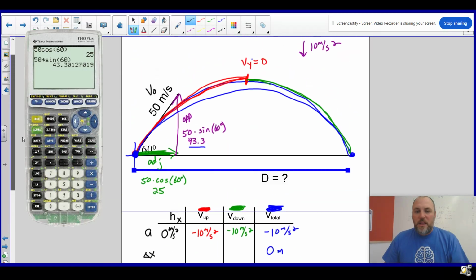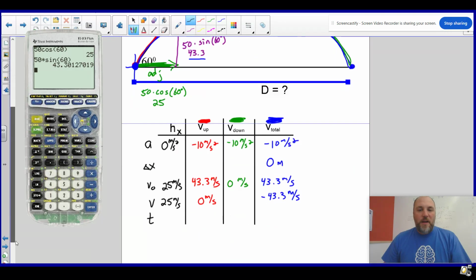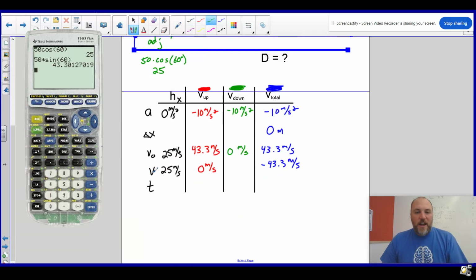Now, I think I have one more piece of information. On the downward vertical trajectory, that end of the green path is the same moment in time as the end of the blue path. So I can also say that the final vertical velocity for the green path is negative 43.3 meters per second. Okay, again, negative because it's pointing downward.